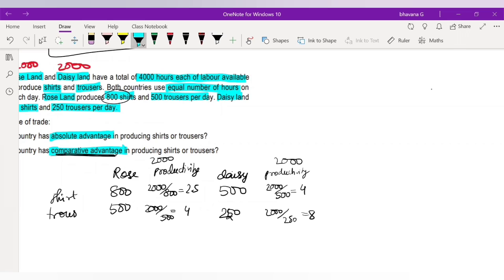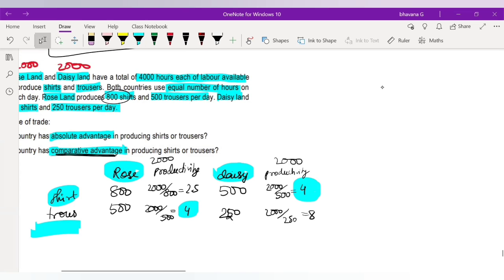By seeing this, what will you say? Who has an absolute advantage in making shirts? First, let's see. Here, Daisyland has an absolute advantage in making shirts because it has more productivity. For trousers, who has the absolute advantage? Roseland has the absolute advantage because its productivity is... Sorry, one second, guys. Sorry, here I made a mistake.